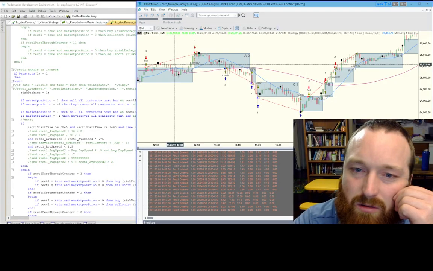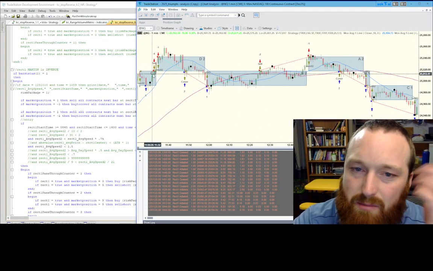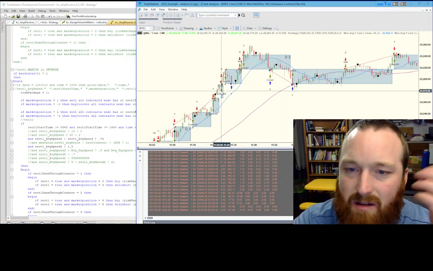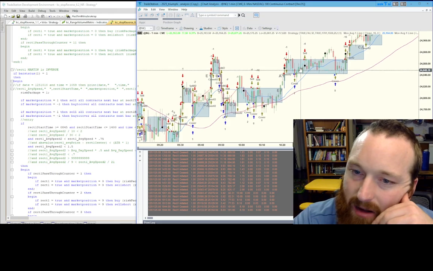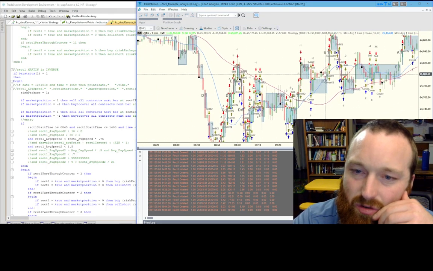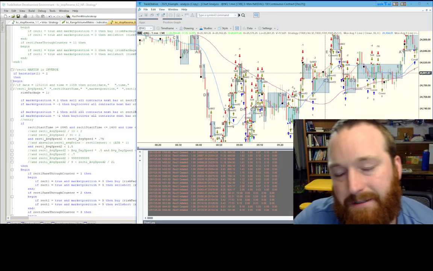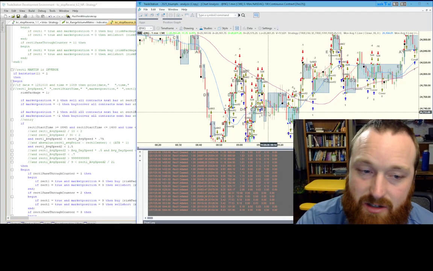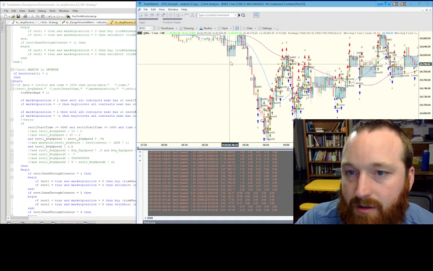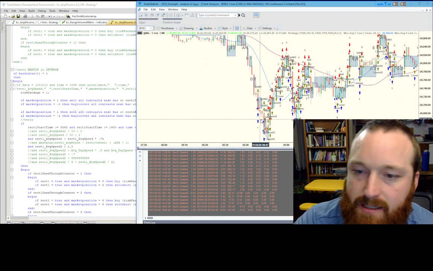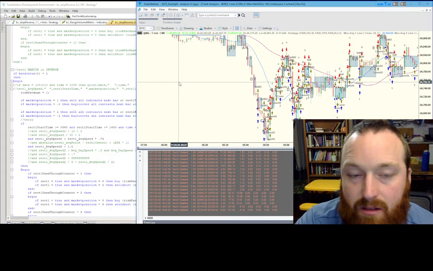I'm trying to find holes in this thing. The speed is there. The limit order is there. The commissions are there. Slippage. I don't know how much slippage is going to destroy it. It only trades during the day, and it doesn't trade when it's too fast and crazy. So, I don't know, man. It looks really good.